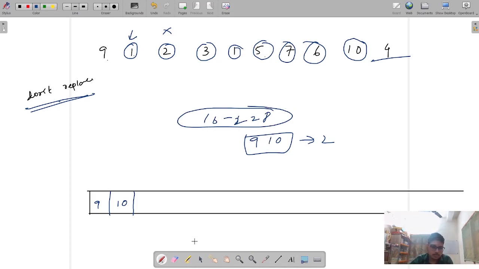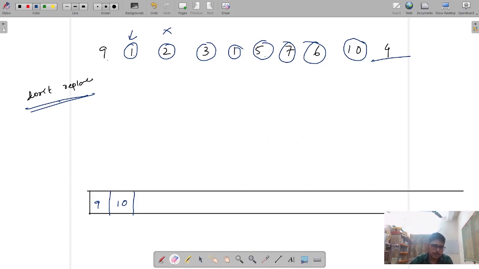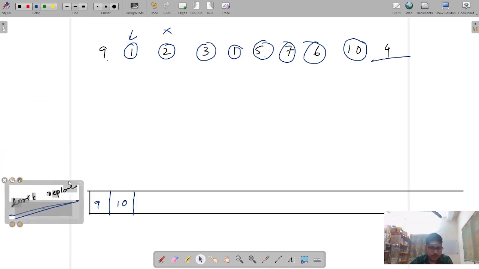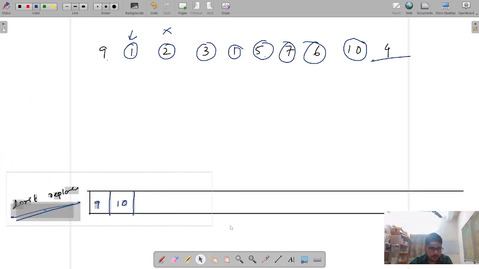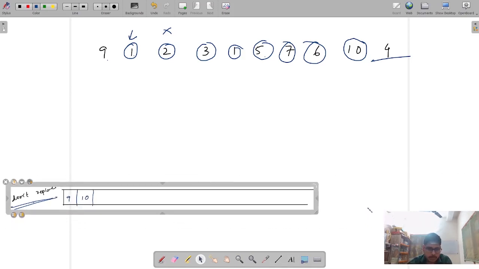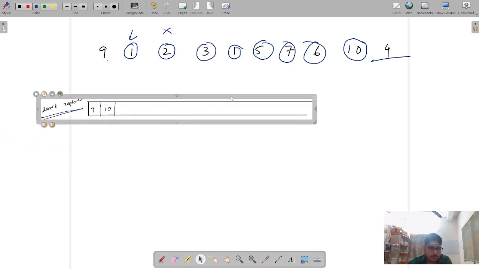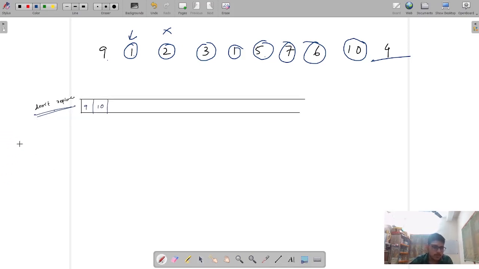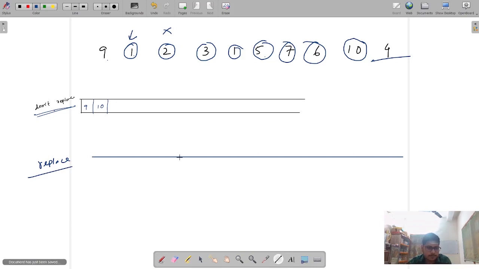A very big number, right? Now see the answer by replacing. Okay. So this is our answer by replacing, right? This was our answer by replacing. Now we do replace. Okay. So now let's do replacing.